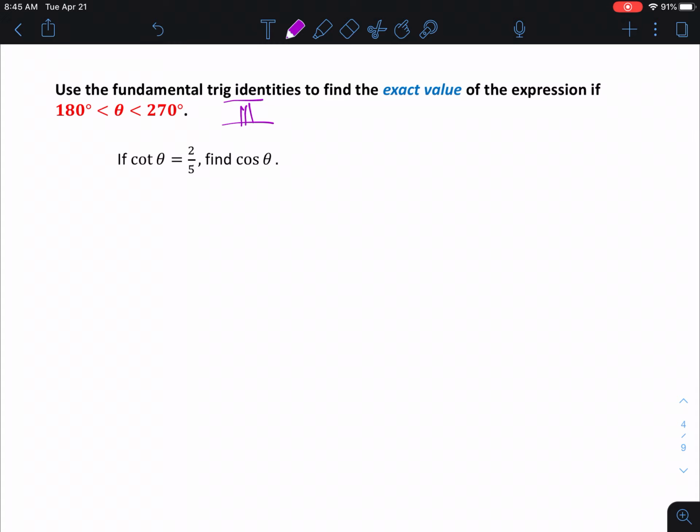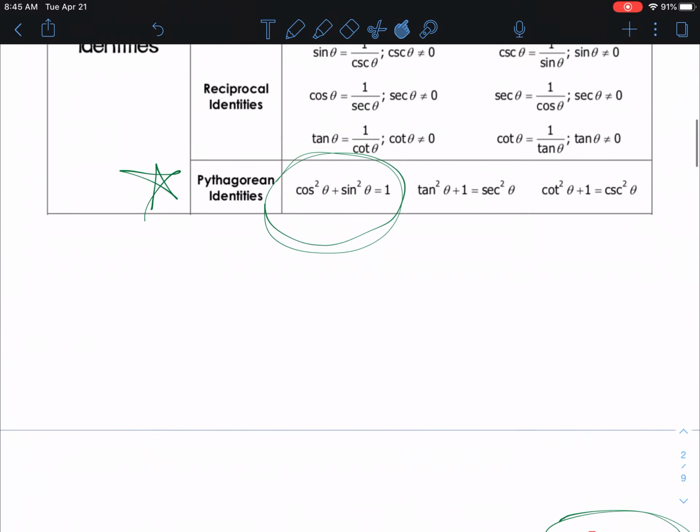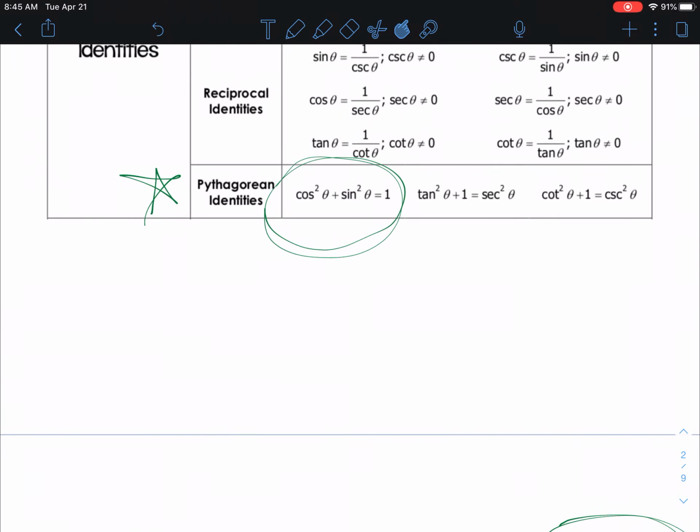Now, we have cotangent and cosine. So let's go up here. Okay, now I have one that has cotangent in it right here, but there's no cosine. I have one that has cosine in it, but no cotangent. So what do I do? This is a little bit tricky.